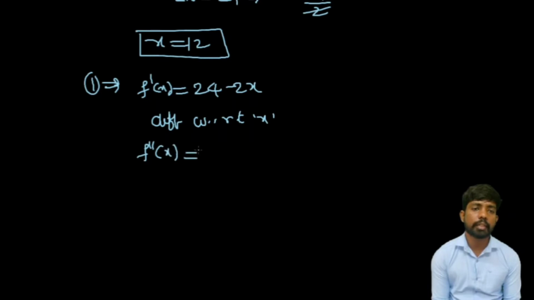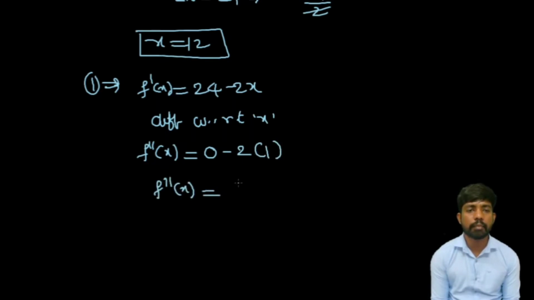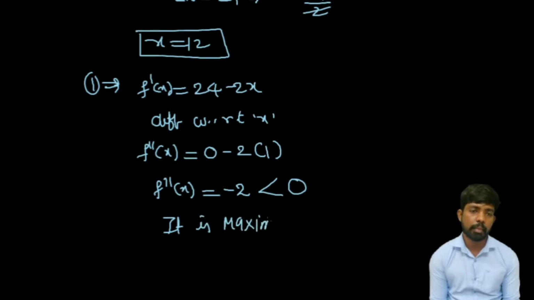f double dash of x is equal to the differentiation of constant is 0 minus 2 into differentiation of x is 1. Therefore, double differentiation of x is equal to minus 2. Here we don't have a variable, so no need of substituting the critical point in the function. Therefore double differentiation is less than 0. It is maxima at x is equal to 12, it is maxima.